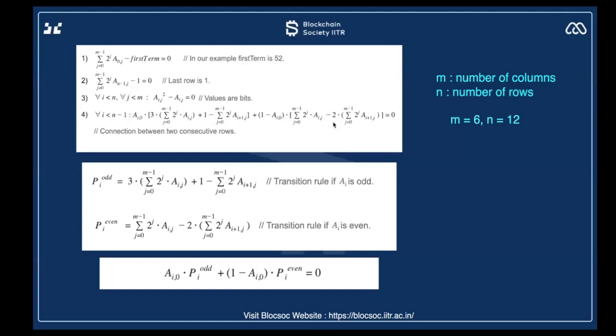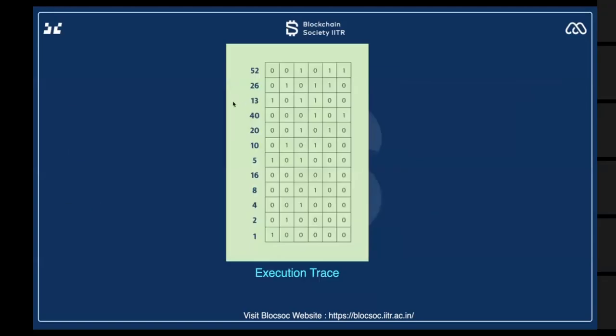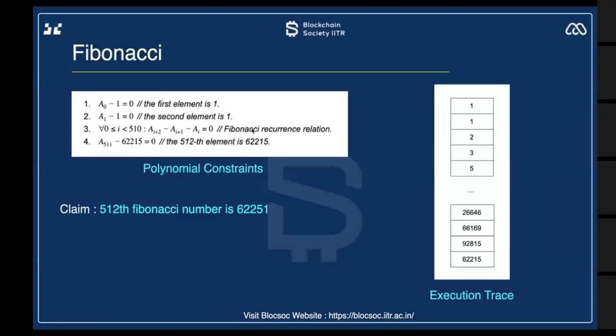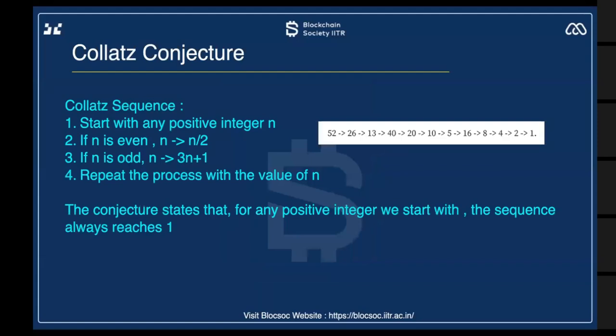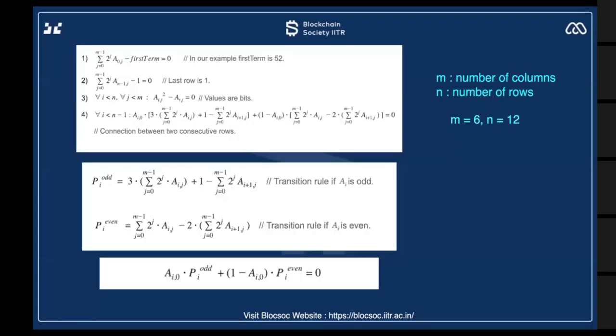And so what's the rule for an odd number? That 3a(i) plus 1 is equal to a(i plus 1). So this is how I represent the constraints of our problem in polynomial constraint form.